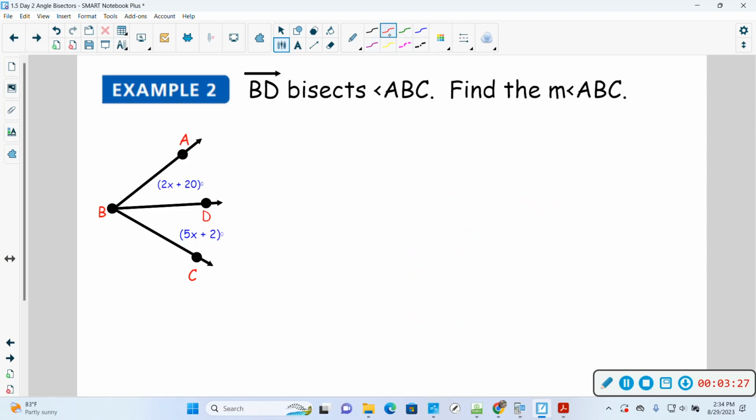All right, ray BD bisects angle ABC. Now they don't have the congruent marks on. I'm going to mark them quick. So bisect means these are equal. Find the measure angle ABC. Well, I pretty much just gave away what we're going to do here. Bisect means equal, so I'm going to set each half equal. So 2x plus 20 equals. Well, let's just do a little algebra and go through and solve for x. I'm going to subtract 2x.